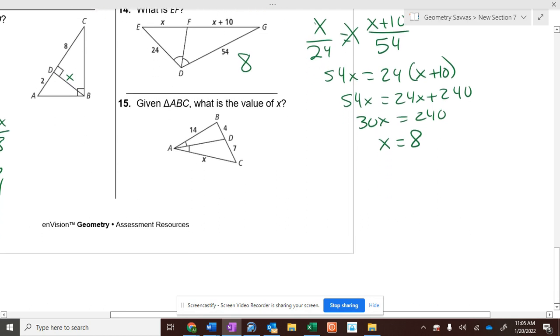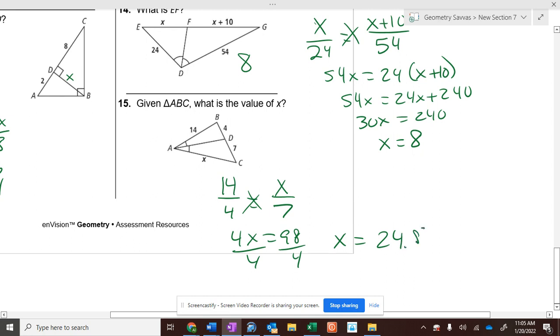And the last one, how do we set it up? 14 over 4 equals x over 7. Cross multiply. 4x equals 98. Divide by 4. x equals 24.5. There we go. That is your review.